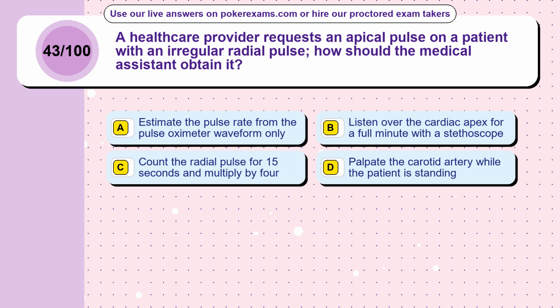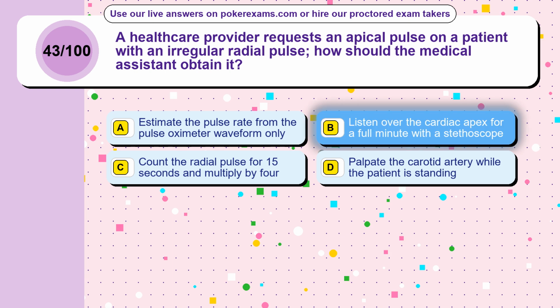Question 43. A healthcare provider requests an apical pulse on a patient with an irregular radial pulse. How should the medical assistant obtain it? Option A. Estimate the pulse rate from the pulse oximeter waveform only. Option B. Listen over the cardiac apex for a full minute with a stethoscope. Option C. Count the radial pulse for 15 seconds and multiply by 4. Option D. Palpate the carotid artery while the patient is standing. The correct answer is option B.